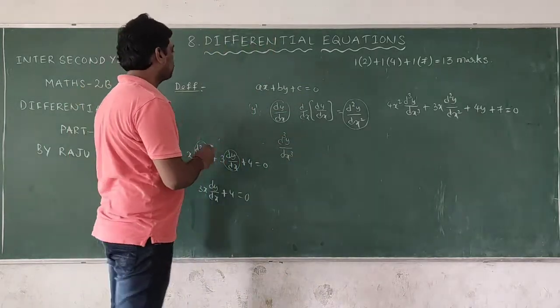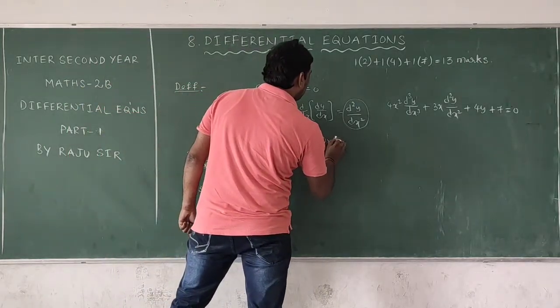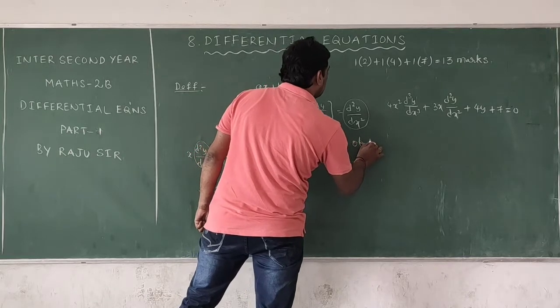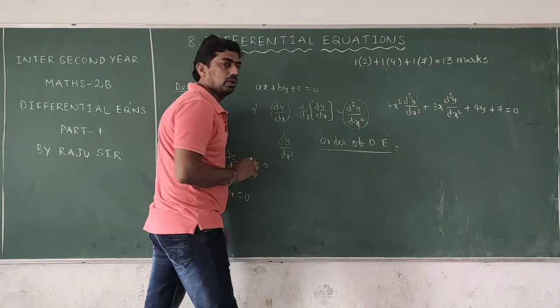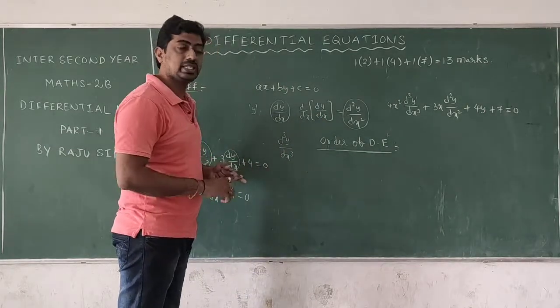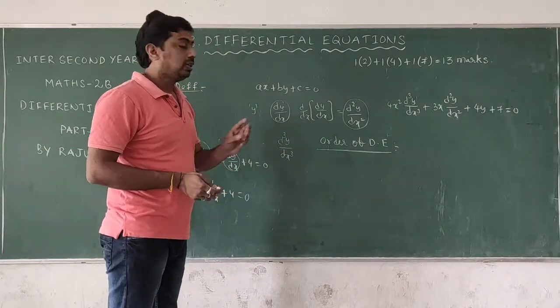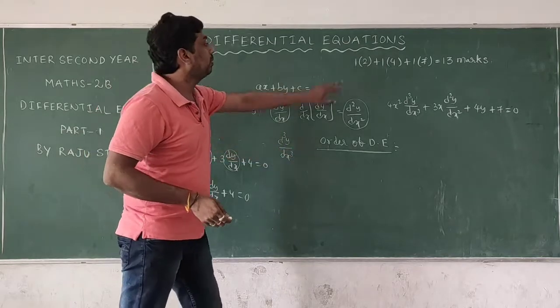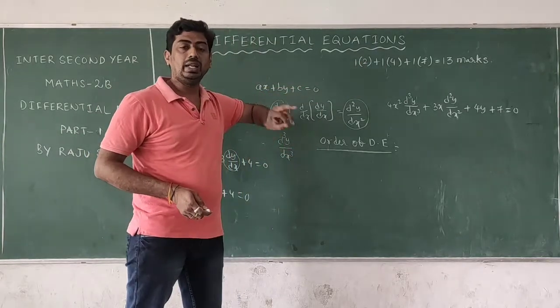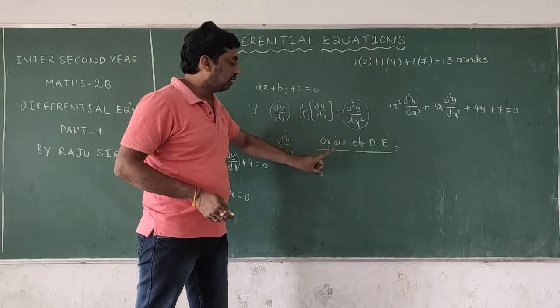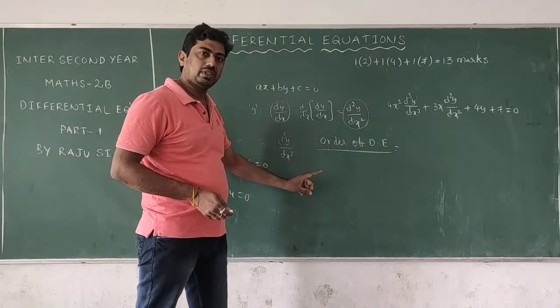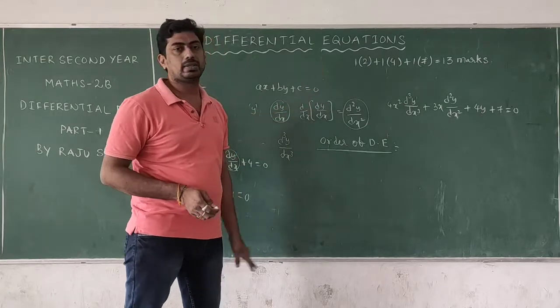Now, the order of a differential equation. The order of a differential equation is most important. The next definition is the degree of a differential equation. These two are most important for 2 marks questions. 100% the order and the degree of the differential equation come for 2 marks.